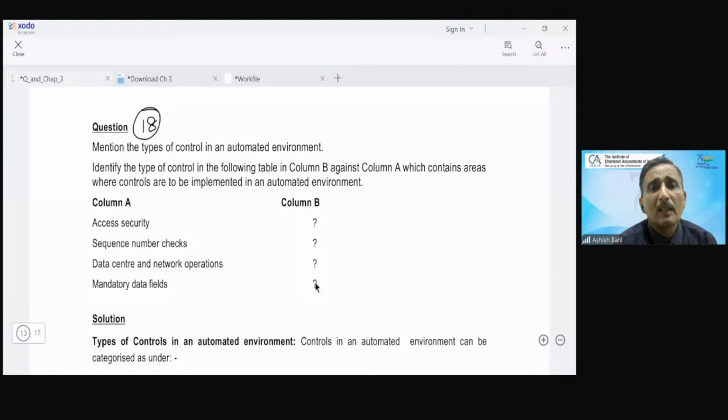Yes, guys, fairly simple. Suppose this type of question comes. So there are four things and you have to write four names. You would get 4 marks.